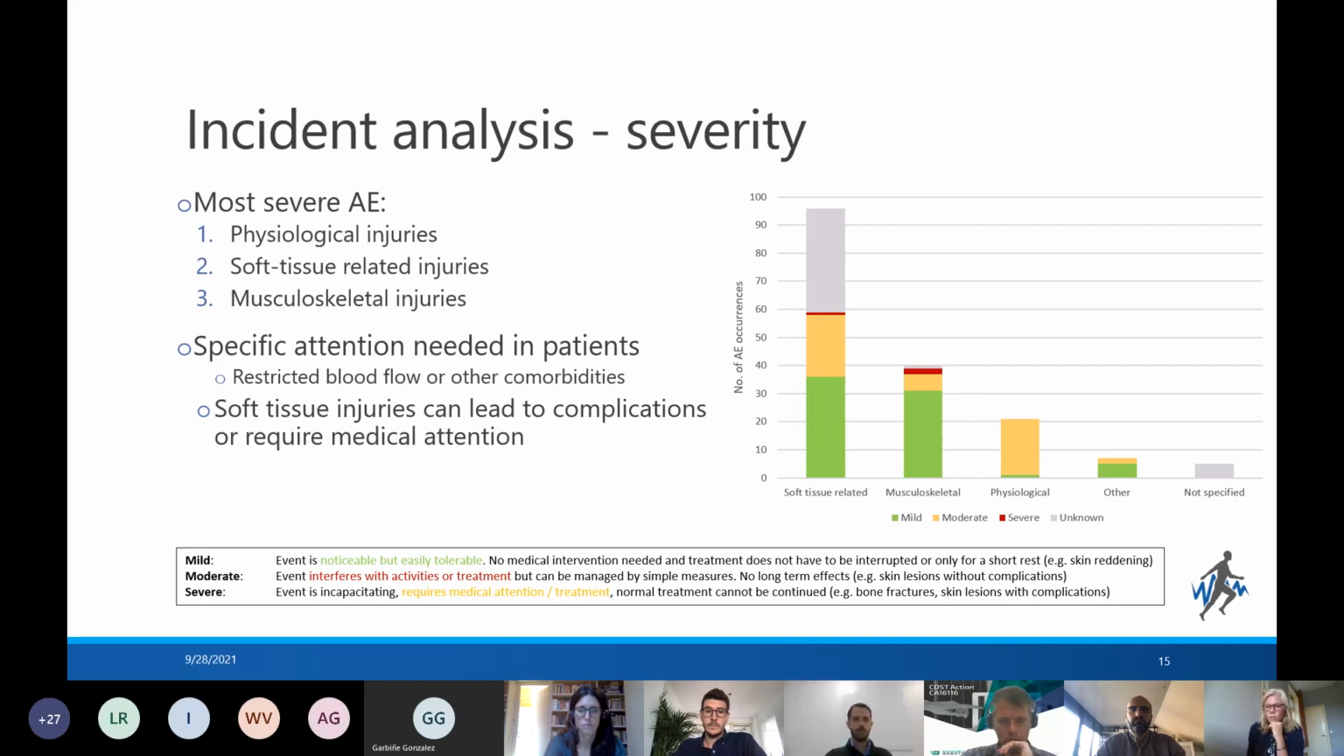Then the second most severe adverse events are soft tissue related injuries, and the third in terms of severity is the musculoskeletal injuries. And what's important to note is that you need to have specific attention when you're dealing with patients, because there can be restricted blood flow or other comorbidities, and then soft tissue injuries can lead to more serious complications or require medical attention. So it's always an interplay between factors. So that's something to keep an eye out on.